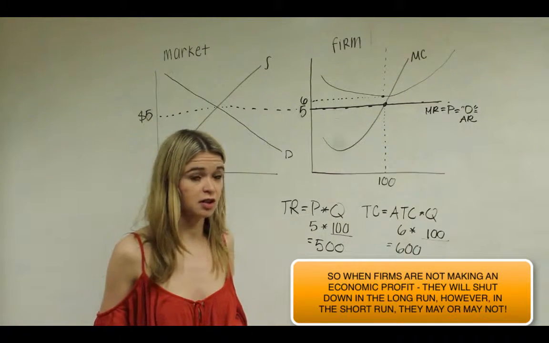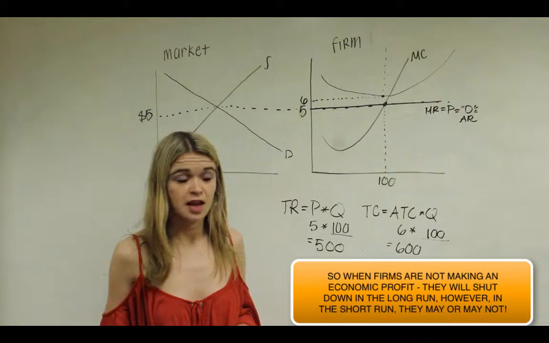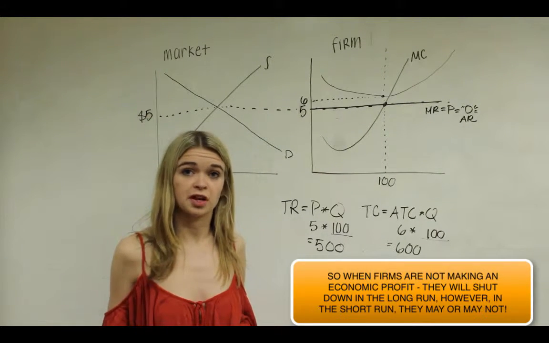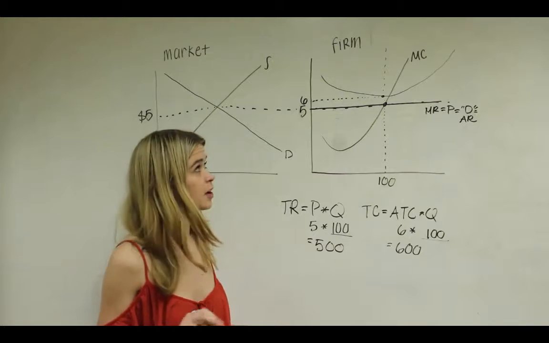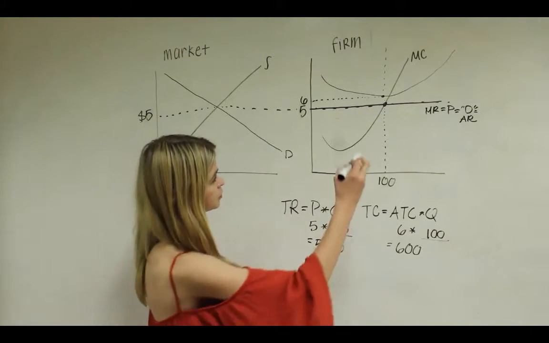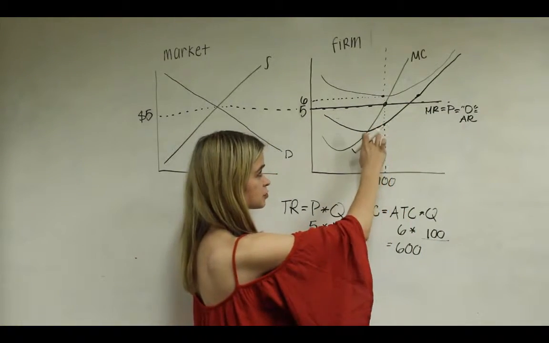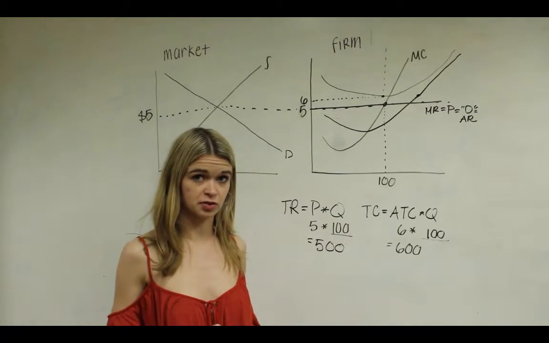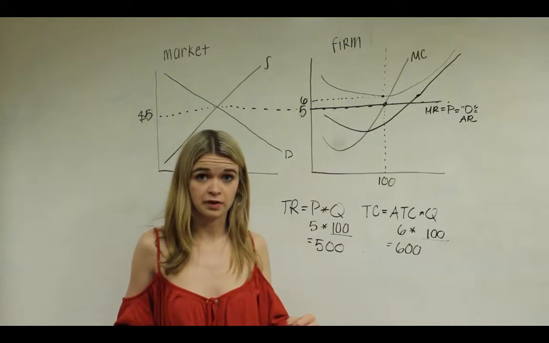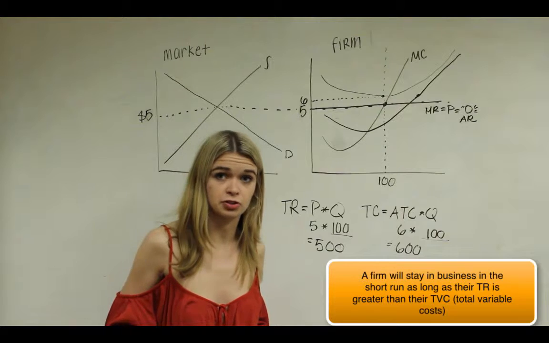It's not beneficial. But in the short run, we have these things called fixed costs, and so we need to evaluate it a little bit differently. That means we need to look at one more curve on the graph. So I'm going to draw in something called the average variable cost curve. All right, so this curve that's below average total cost is our average variable cost curve. And the reason that's important is because if our total revenue does not cover our total variable costs, we're going to shut down in the short run.